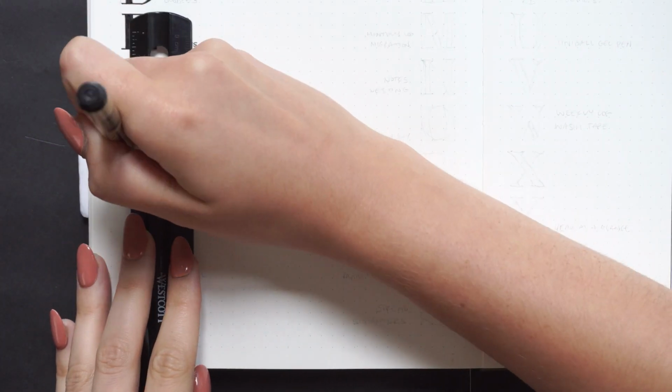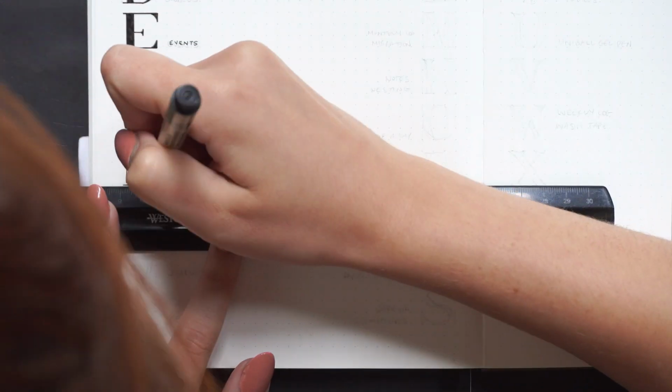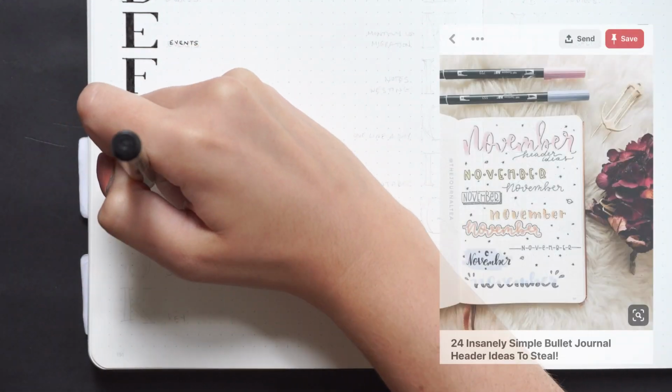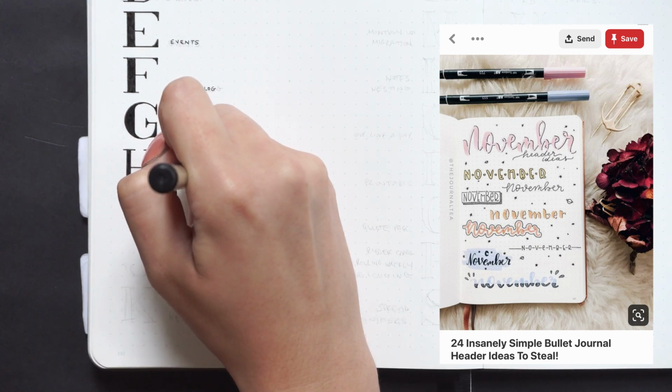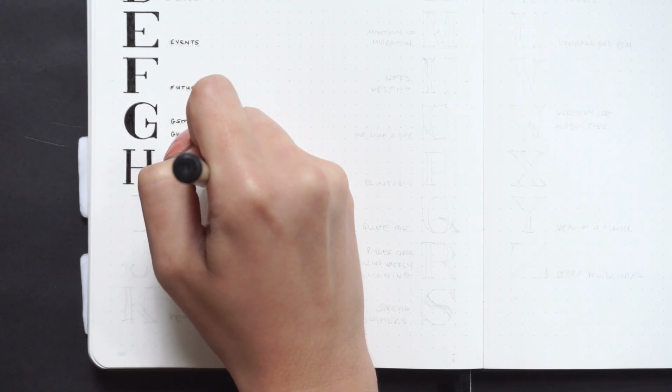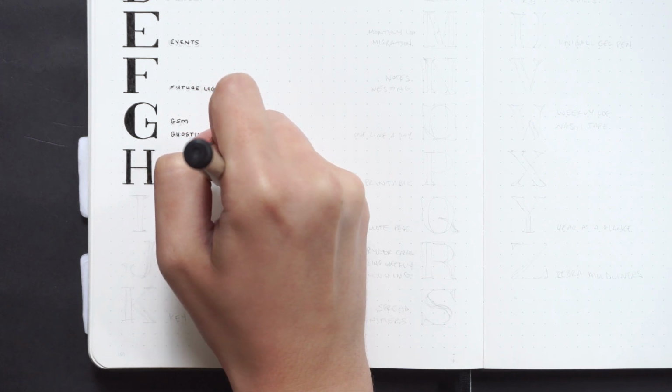Moving on to H, we have hand lettering. This is what we call the different types of calligraphy or faux calligraphy that we tend to use in bullet journaling. It really is quite simple. It's basically just lettering that you do by hand.